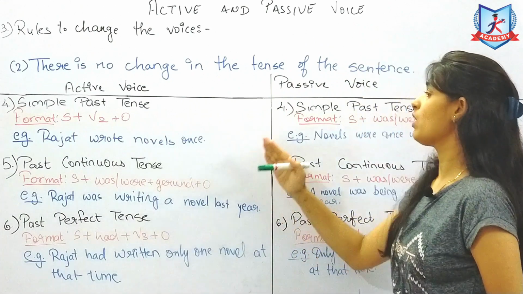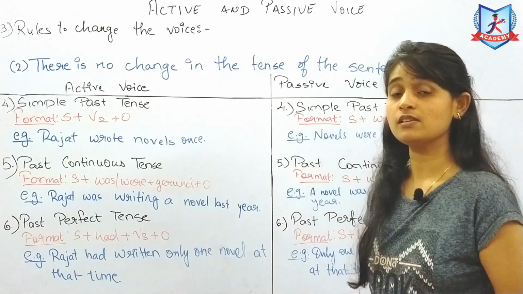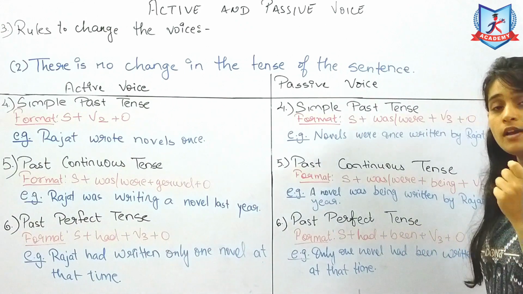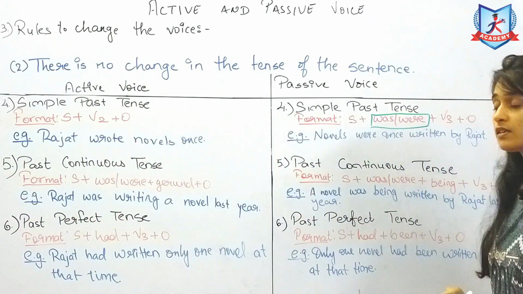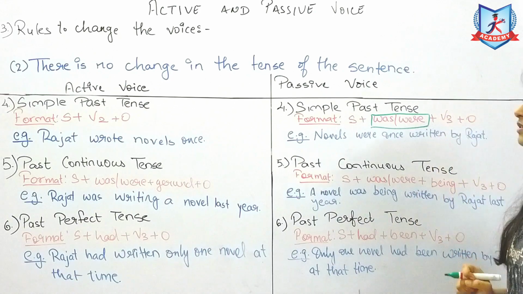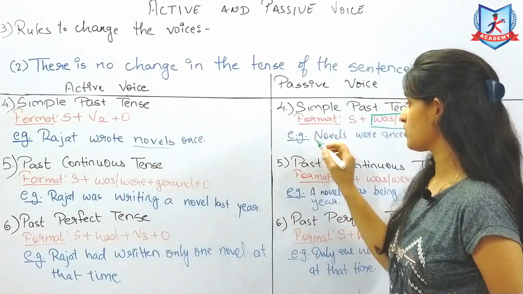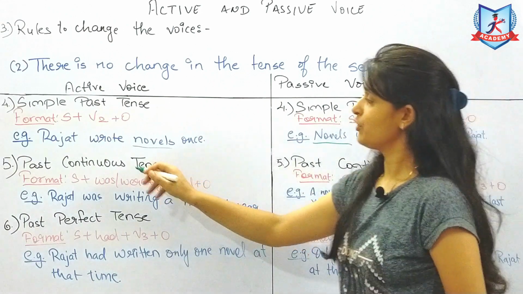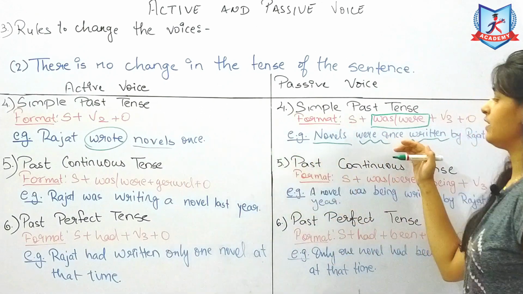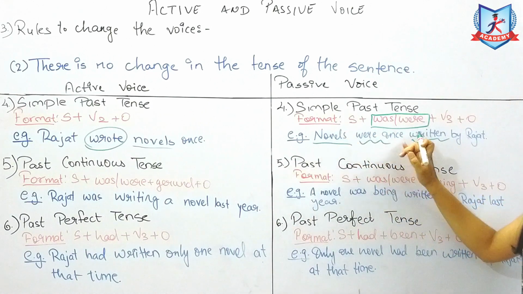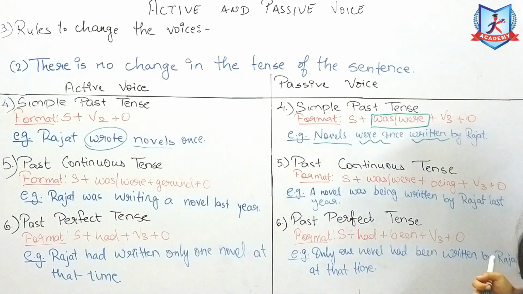So now I need to convert the simple past tense into passive voice, but I need to again keep the same tense while using the V3 form of the verb. So instead of using the V2, I would replace and add the words was or were depending on the subject plus V3 plus object. So my sentence, that is Rajat wrote novels once. Novels is my object, so I would start with novels, right? Wrote becomes were written. Once है, I need to keep using that word. So novels were once written by Rajat. In this case, Rajat is the doer of the action, so Rajat would come at last.